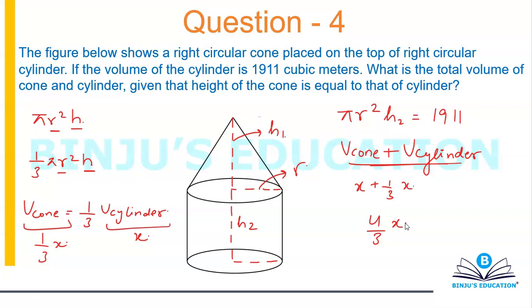Now x is volume of the cylinder, which is already given to us, which is 1911. So it will simply be 4 by 3 into 1911. So this is 637 into 4. So 8, 14. It will be 2548 cubic meters. You don't have to calculate what is radius, what is height, it's not required. You just need to know this simple concept.